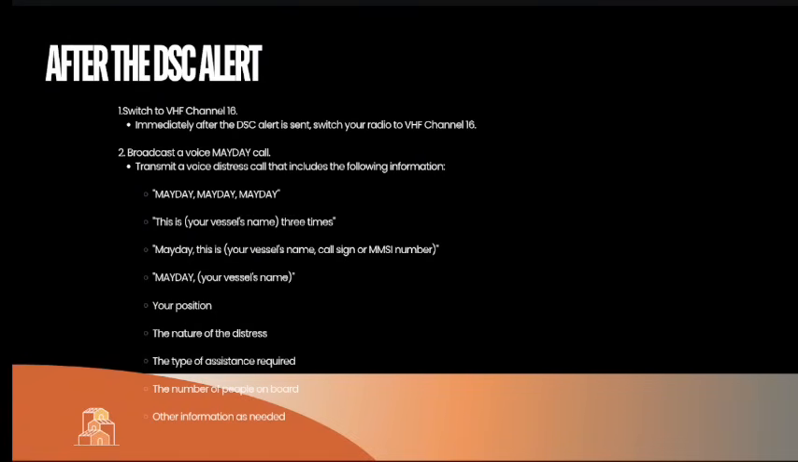When the distress alert has been sent, switch to VHF channel 16. Immediately after the DSC alert is sent, switch your radio to VHF channel 16.